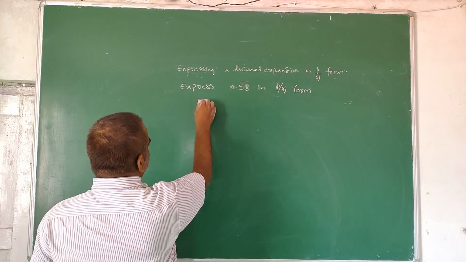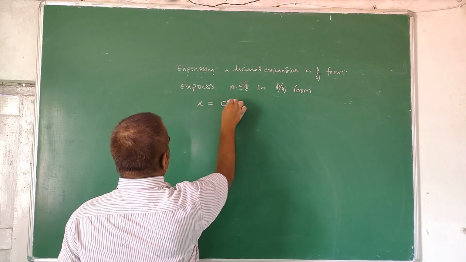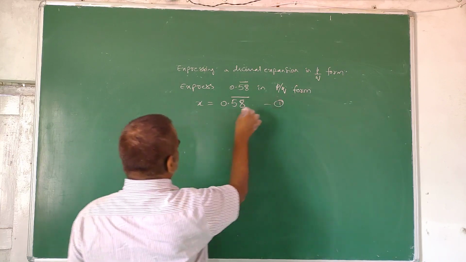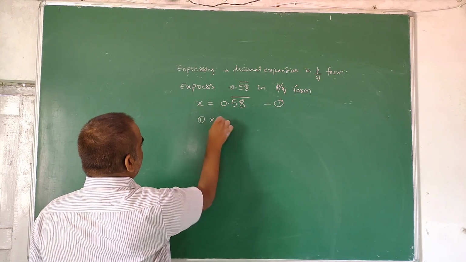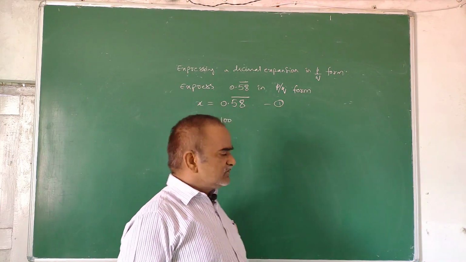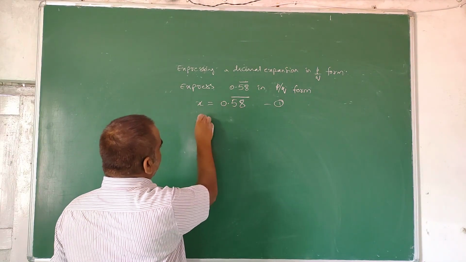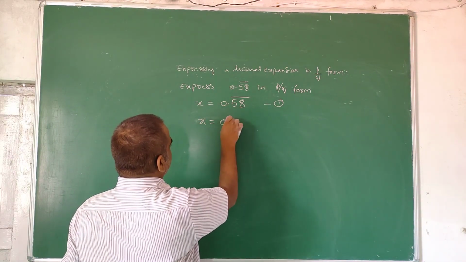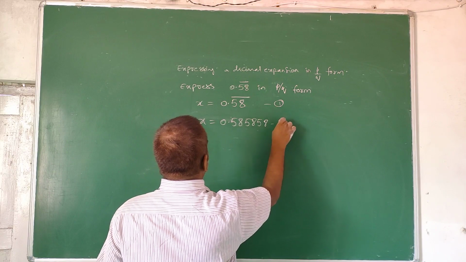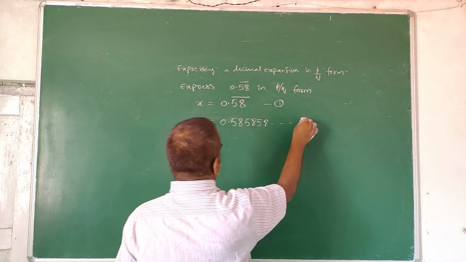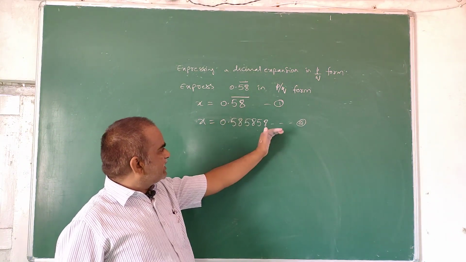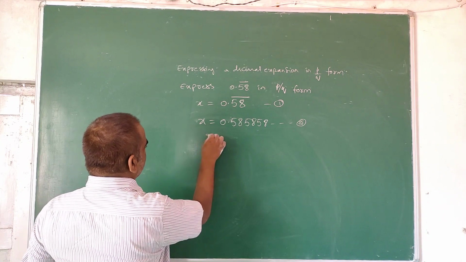So here, first consider x is equal to 0.58 bar. Say this is equation 1. So multiply equation 1 on both sides by 100. But before multiplication, you do one thing: expand this as 0.58, 58, 58 and so on. So this is equation 2. Both are the same, but I removed the bar and expanded. So now multiply equation 2 both sides by 100.